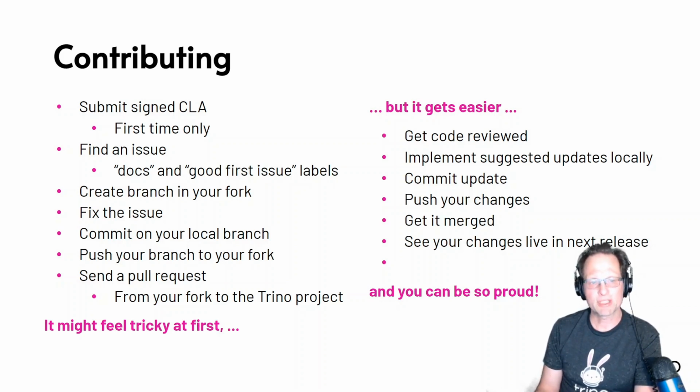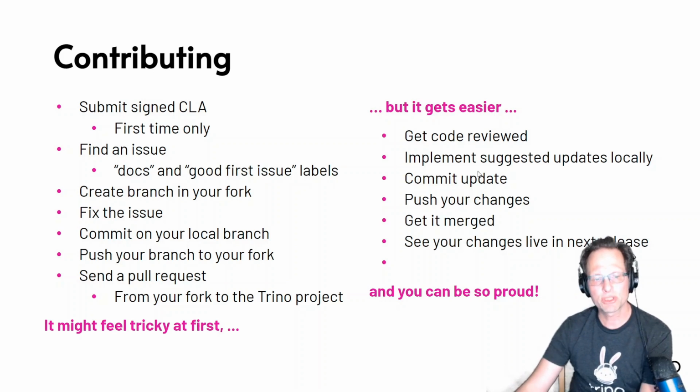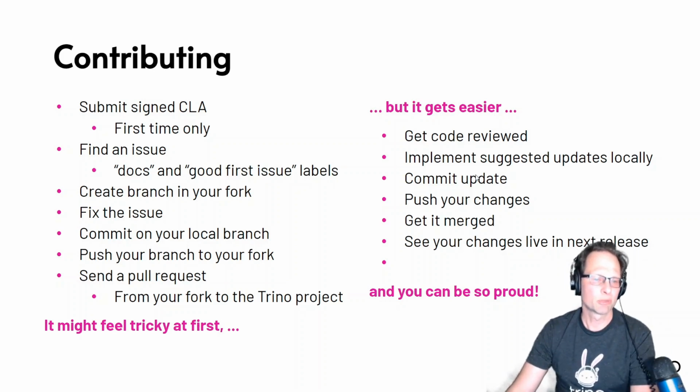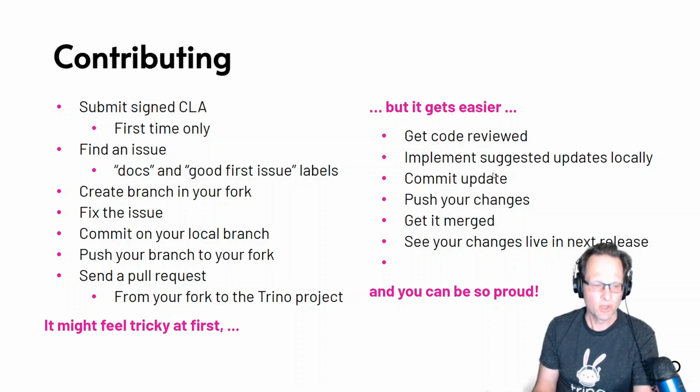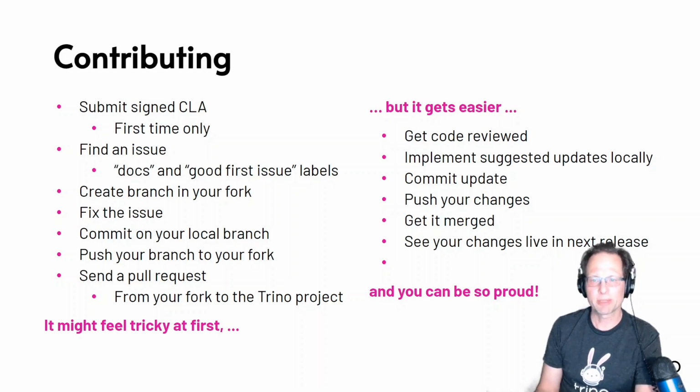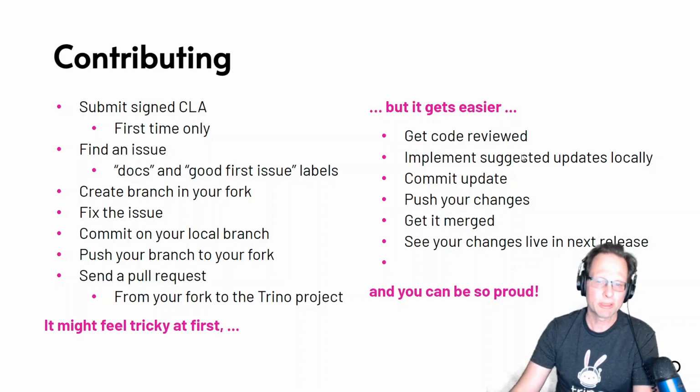You create a branch in your fork. You fix the issue. You commit on your local branch, push your branch to your fork, and send a pull request. That is when we come into play. We find out about your contributions. We are happily going to review it and provide you some feedback probably. You'll then implement those updates locally, commit the change, push your changes, and with a bit of back and forth probably, we'll get it merged and you'll see your changes live in the next release.